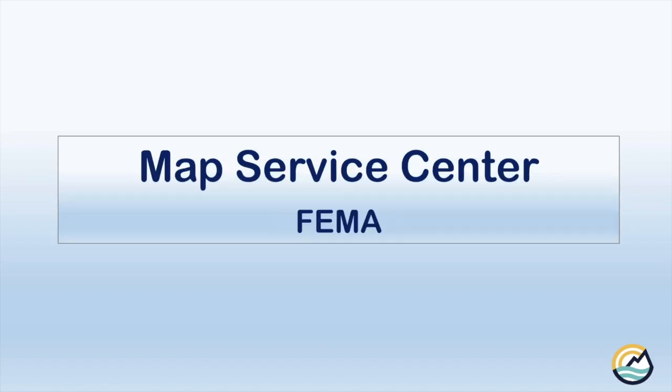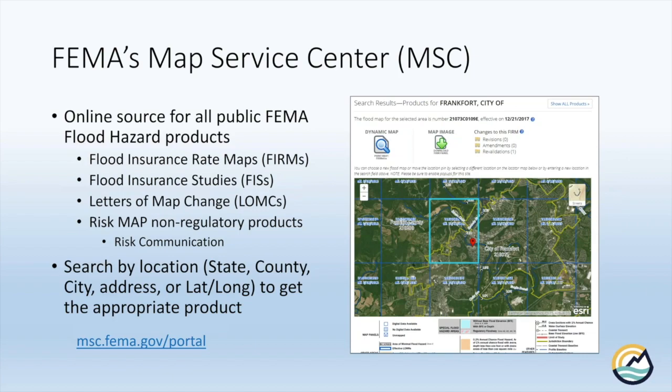And the first one we're going to talk about, guys, is the Map Service Center. This is a website from FEMA, or that is managed by FEMA. The Map Service Center is FEMA's online digital library of all of their flood hazard products for the entire country. So if FEMA has it and it's flood hazard related, it's on this website. So you can go on there and get the flood insurance rate maps for your community or for certain areas that you're interested in. You can go on and get the flood insurance studies, so the background information about why the maps look the way they look. Those are available for download for your communities.